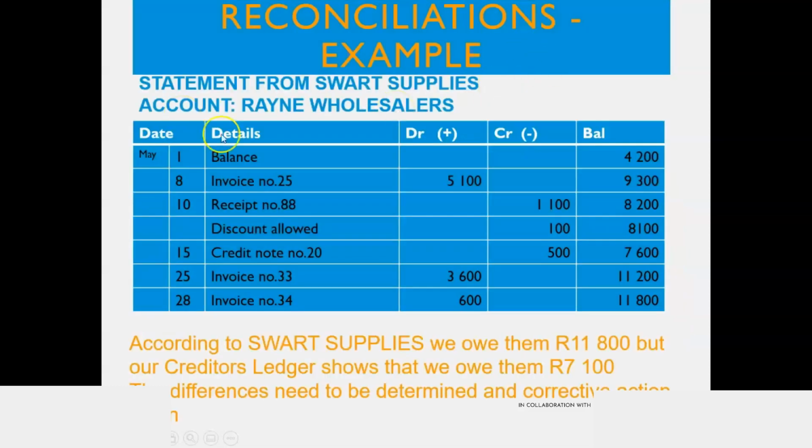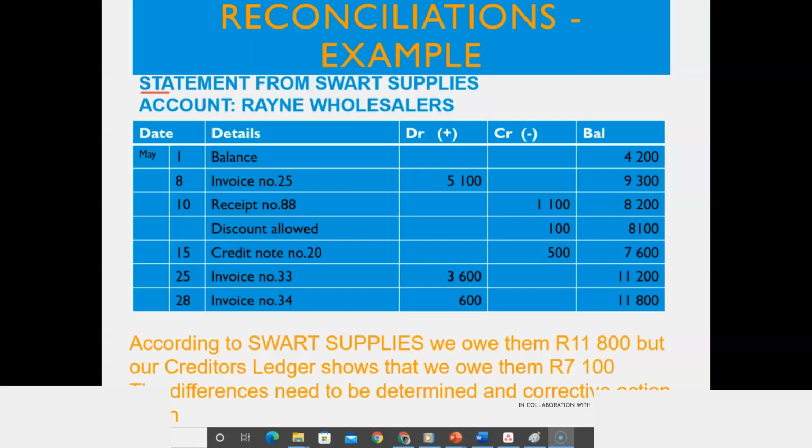Okay. So here we have the statement from SWOT suppliers. Don't forget, if you're struggling and confusing things, remember, anything that says statement is not generated within the business, but is something that we receive from outside. If you were doing your bank reconciliation statement, then you will recognize a statement from the bank. You get it? Something generated from outside.